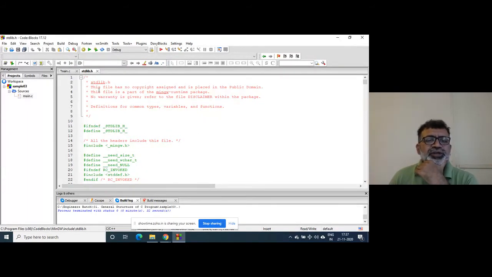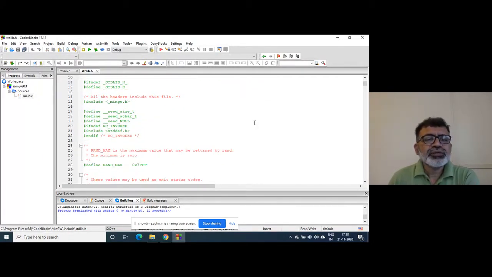In stdlib.h, this file has no copyright assigned and is placed in the public domain. This file is a part of the MinGW runtime package, a part of the MinGW compiler. No warranty is given. Refer to the file disclaimer within the package. That is not the normal terms and conditions. So what does it contain? Definitions of common types, variables, and functions. This I will explain almost at the end.